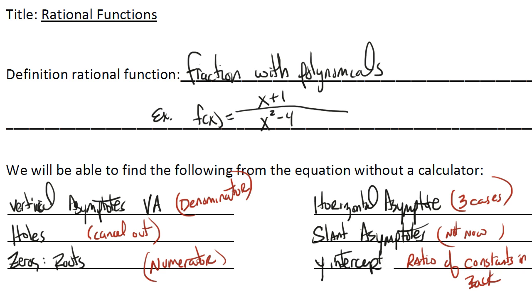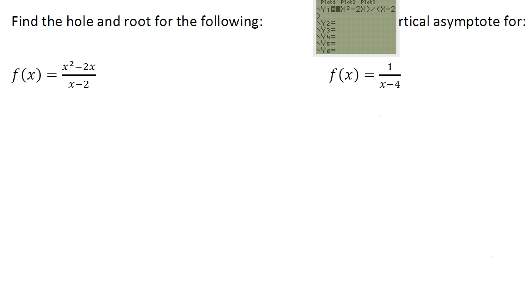So let's look at some problems. We're going to look at the equation for this first one: f of x equals x squared minus 2x over x minus 2. It's a fraction with polynomials, so that's a rational function. I'm going to type it in the calculator just so you can see that this works, and it's not magic. I typed it in. Be careful: notice I put parentheses around the numerator and parentheses around the denominator.